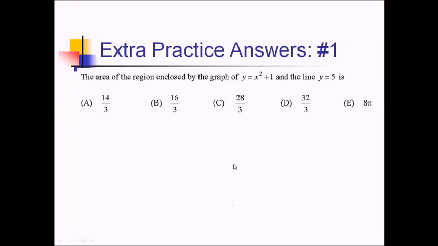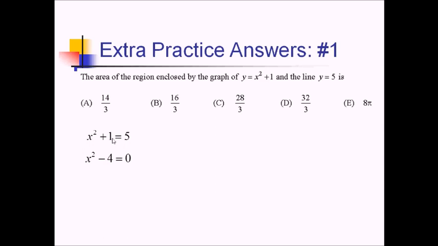On this no calculator problem, we need to find the area enclosed by y equals x squared plus 1 and y equals 5. So we're going to start by seeing where these things equal each other. So x squared plus 1 equals 5. We want to find the intersection points because that'll give us our limits of integration. So subtracting 5 from both sides, I've got x squared minus 4 equals 0.